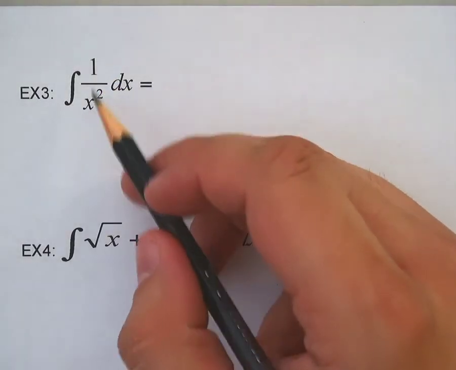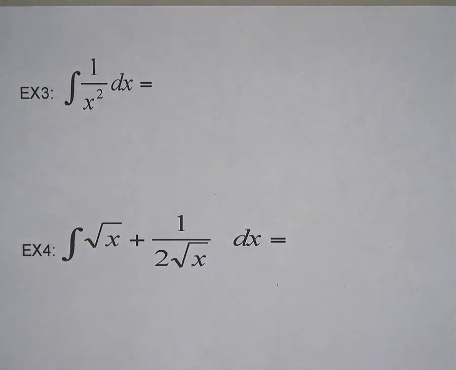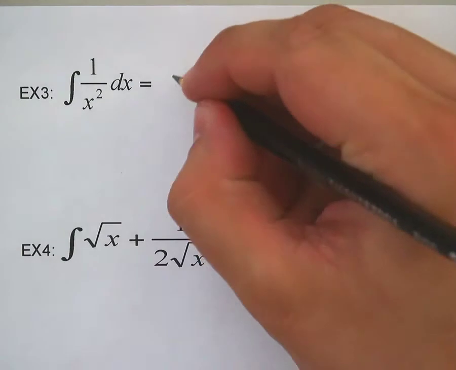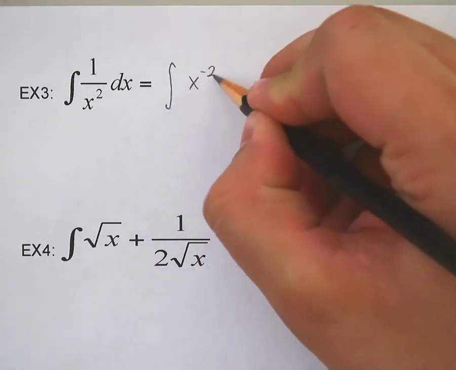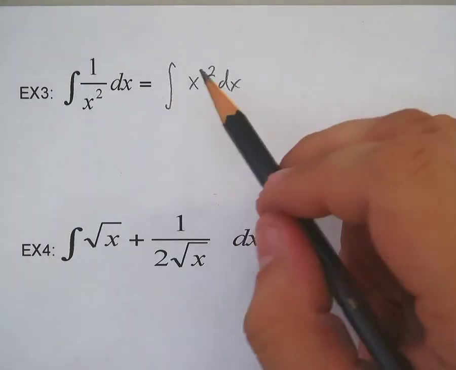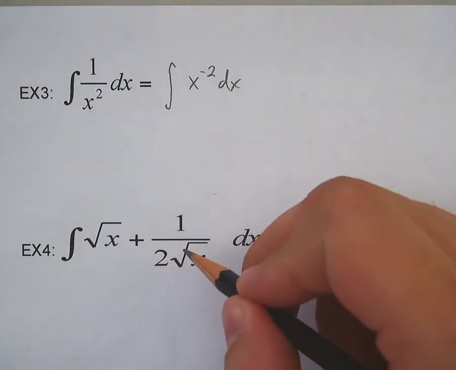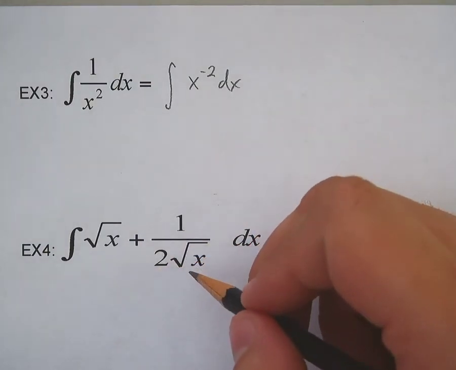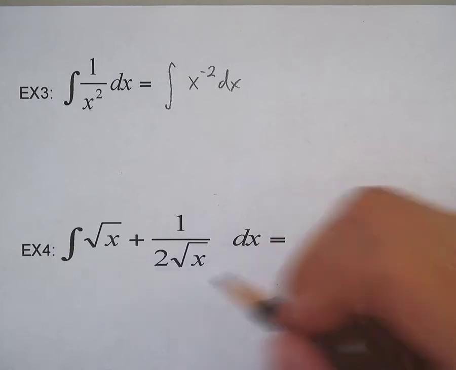We have the integral of 1 over x squared dx. So, first thing I'm going to do is rewrite this thing as the integral of x to the negative 2 dx, because I can do that. I want to try and get this thing up into the top if possible. I don't want to ever deal with denominators if at all possible. There is a way for doing it, but I want to try and avoid it if I can.